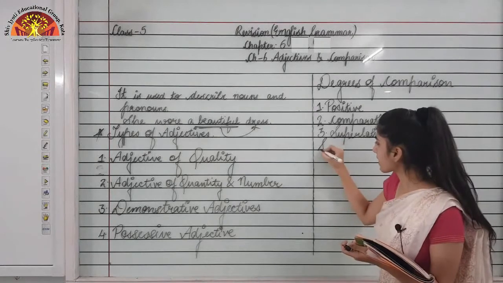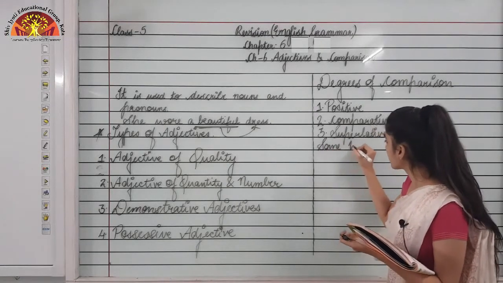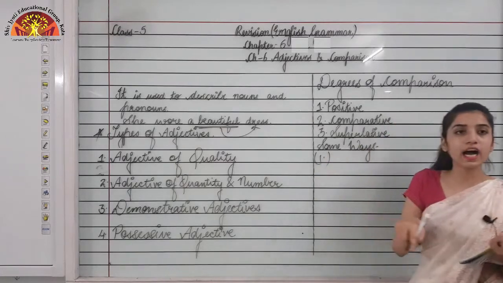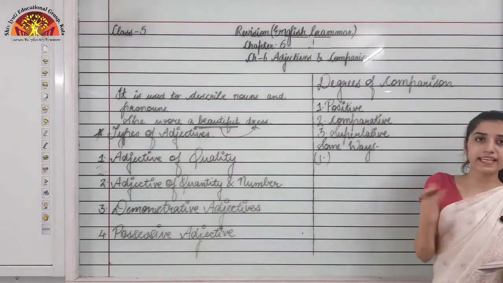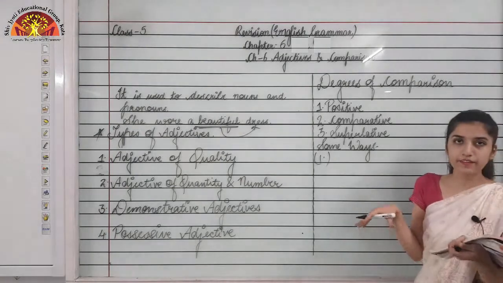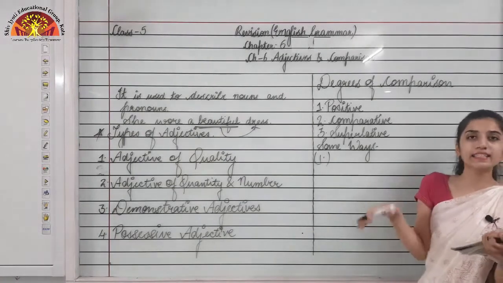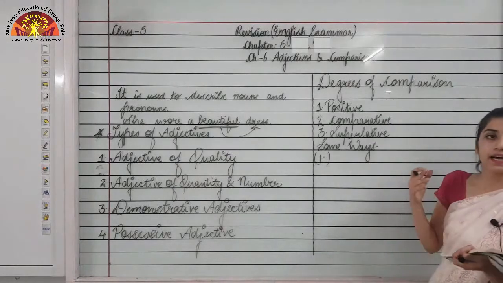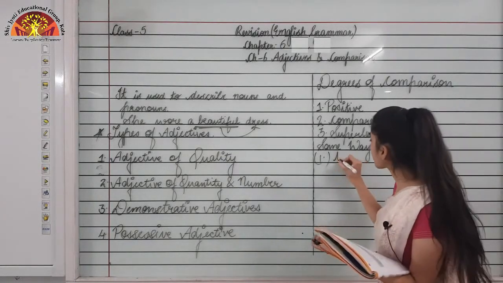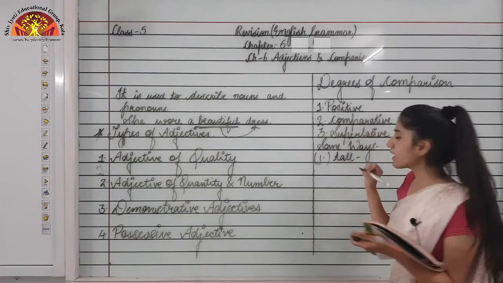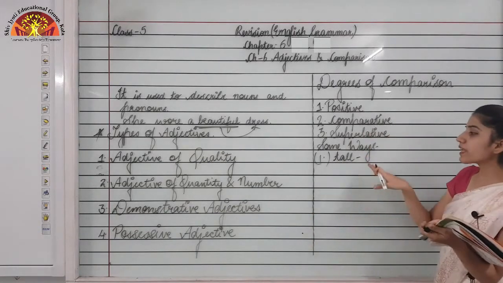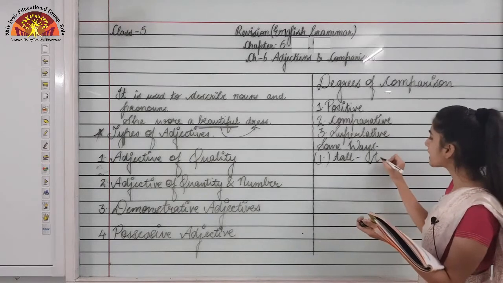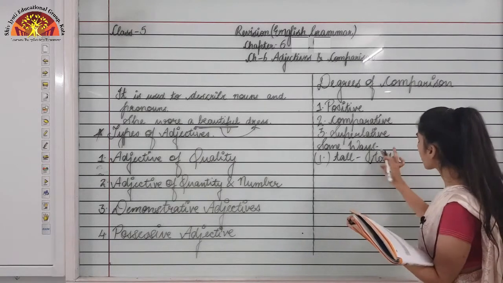Okay, so I am writing some ways. First is to add er or est. We add er to form the comparative degree, and we add est to form the superlative degree. For example, if I take the adjective tall, to make the comparative degree of tall, I'll add er at the end. So what does it become? Taller.